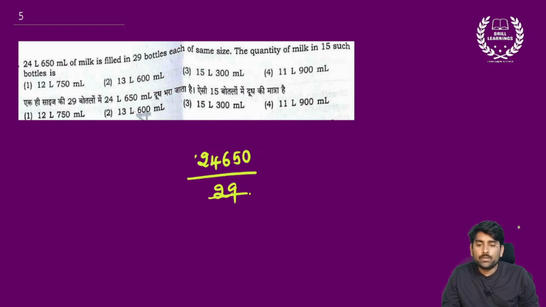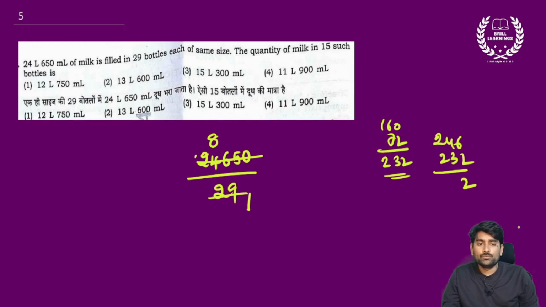Okay, so 29 ones are 29, 29 eights are... So 29 eights are means 160 plus 72. That means 232. So left with 246 minus 232, 2. So here it is 1450. So 29 fives are 145. So 0. So each bottle, now these 29 bottles we have shared, so each bottle capacity is 850 ml.